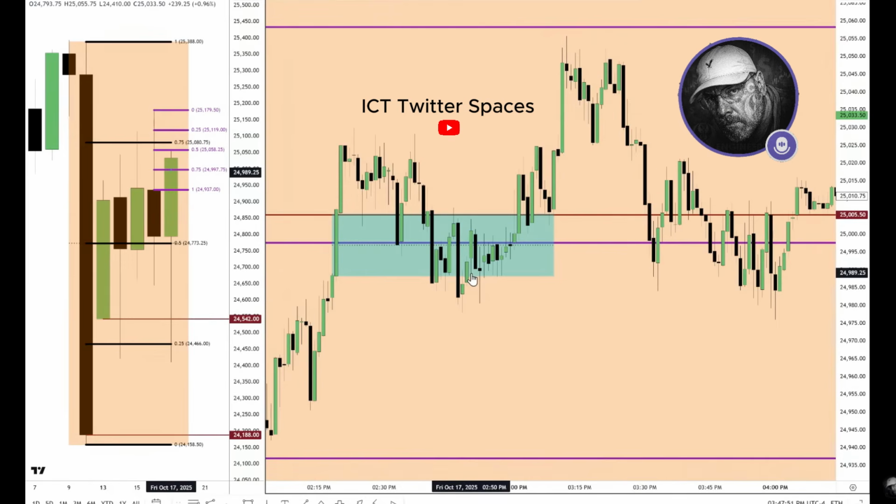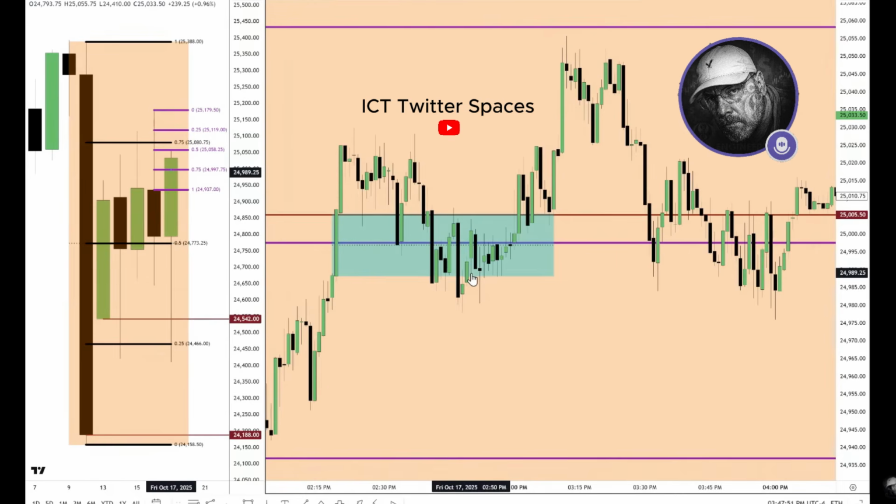I want that fill. Now, if it goes a little bit deeper and touches consequent encroachment, and it does it real quick, but leaves the wick just right at consequent encroachment, and the bodies are laying just below the upper quadrant, I'll add on that because it's telling me, yeah, I don't want to go below consequent encroachment. I don't really want to close down here. I don't even want to lay the body on that. That's when you'll see me adding and pyramiding in.